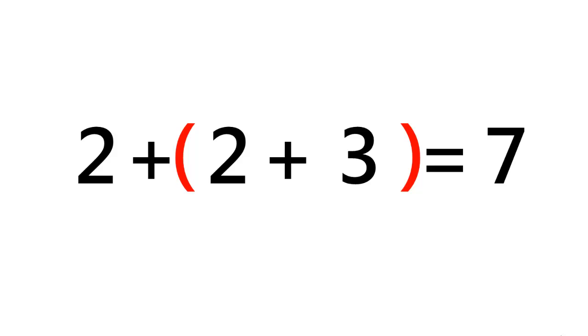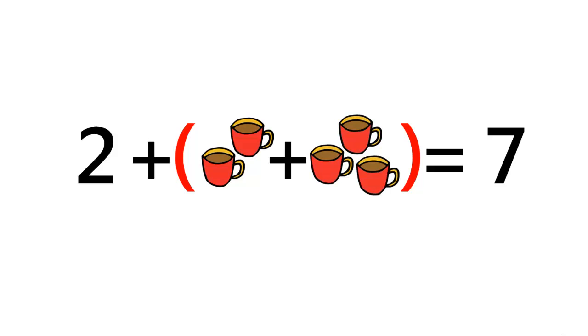What does grouping look like? Let's look at this equation. 2 plus 2 plus 3 equals 7, and think about it in a different way. What if we replaced our numbers with something else, say cups of coffee? Instead of grouping 2 and 3, let's group 2 cups of coffee with 3 cups of coffee.